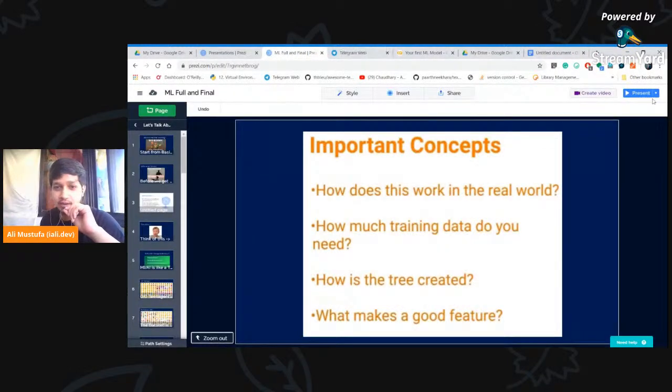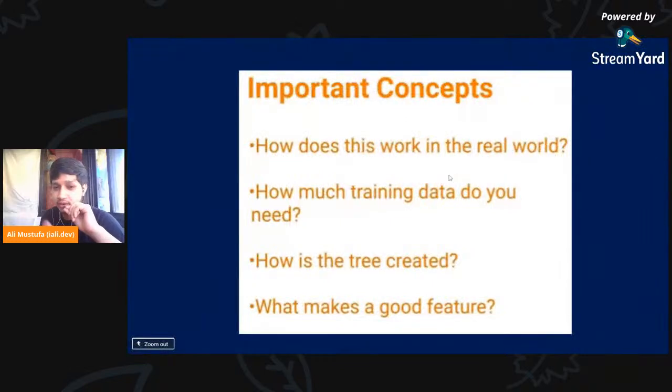Going back to some important concepts, how does this work in the real world? I told you already, how much data do you need? You need a lot of data. For a self-driving car, you need terabytes of data. For a problem like apple and orange, you need a smaller amount of data. How is a tree created? We just saw the tree, how it is created. What makes a good feature? An independent feature creates a good feature. Anything which is independent.